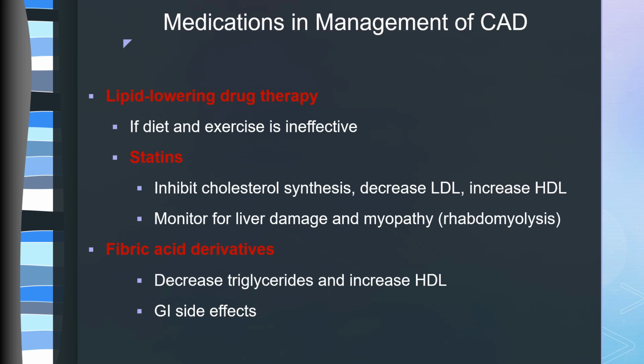And then we have fibric acid derivatives, which decrease the synthesis of triglycerides and they increase HDL. And these are contraindicated in those with severe liver disease and kidney disease. And sometimes these will be used in conjunction with a statin, but we really want to watch that patient kind of closely, again, because that medication is being metabolized in the liver and the kidneys. So adverse side effects can include GI upset, myalgias, and pancreatitis.